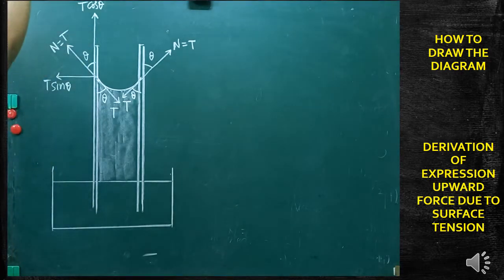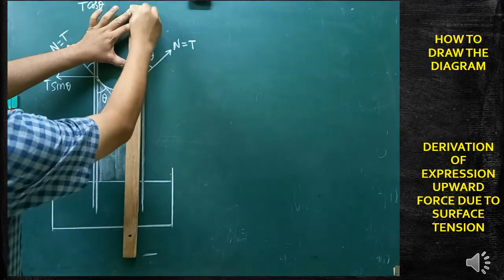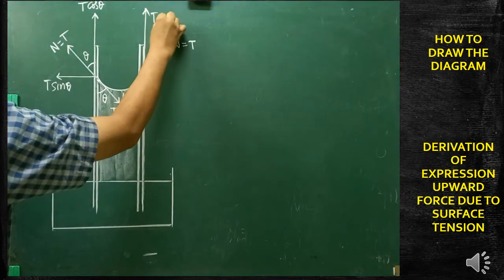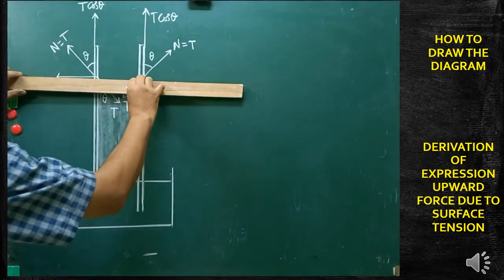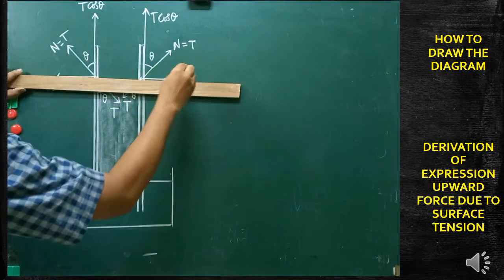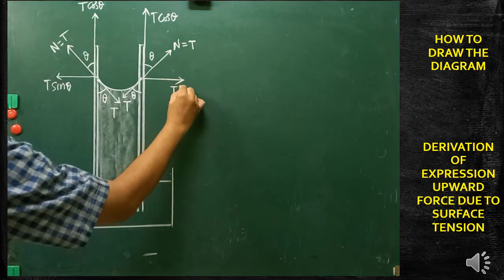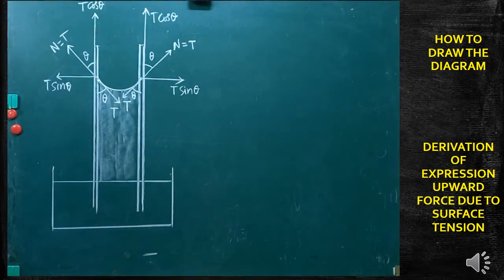So T cos theta is acting here, T sin theta is acting here, like that. Here also along the wall, which one is acting? T cos theta is acting, because T is resolved into two components. Here the force due to surface tension, its vertical component is acting here, T sin theta.